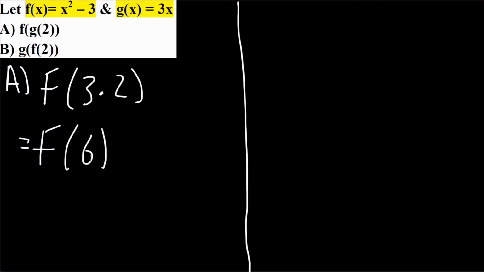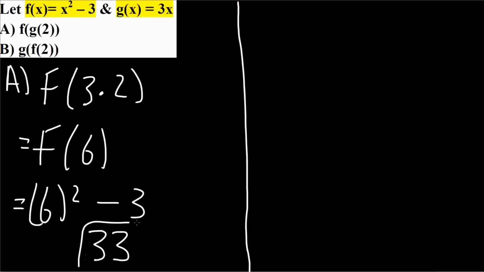And now we plug in 6 for our f of x equation. Instead of saying f of x, we say f of 6 is equal to 6 squared minus 3. So it's equal to 6 squared minus 3, 36 minus 3. So the answer would be 33. Because 6 squared is 36, 36 minus 3 is 33. And now we'll do part B.